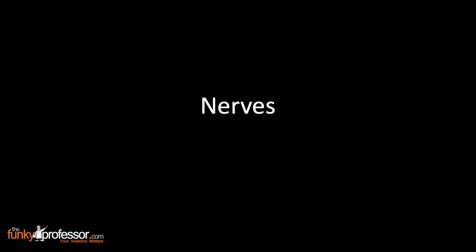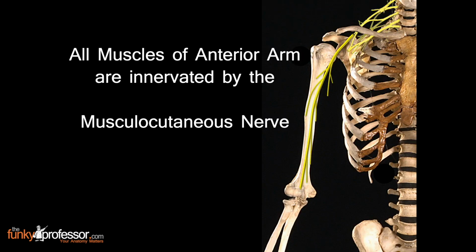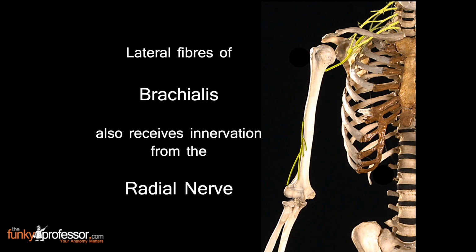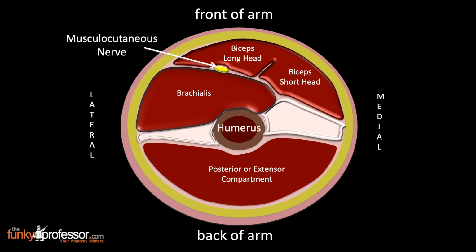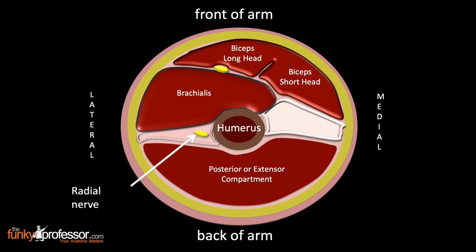Nerves of the arm. All muscles of the anterior arm are innervated by the musculocutaneous nerve. The lateral fibers of brachialis also receive innervation from the radial nerve. The musculocutaneous nerve is seen here sitting between brachialis and the biceps. The radial nerve lies between brachialis and the posterior compartment.